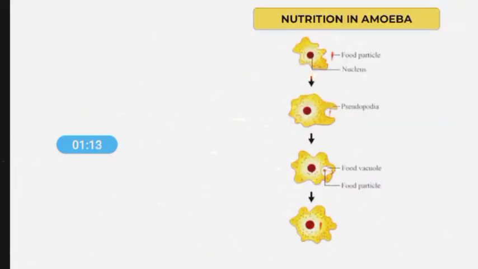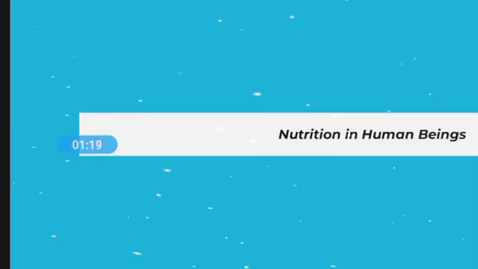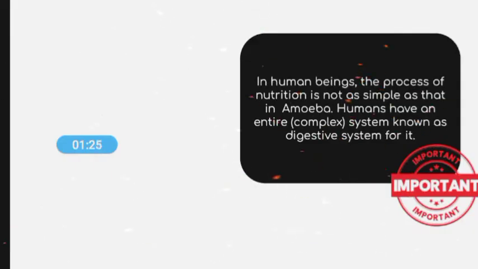This is the diagram of nutrition in amoeba, and this is for paramecium. Nutrition in human beings. How do human beings get nutrition? In human beings, the process of nutrition is not as simple as in amoeba or any other bacteria. Humans have an entire system, which is very complex, known as the digestive system, and it is very important.